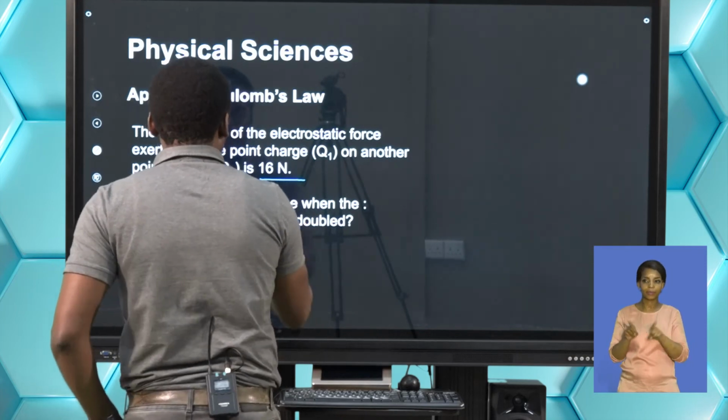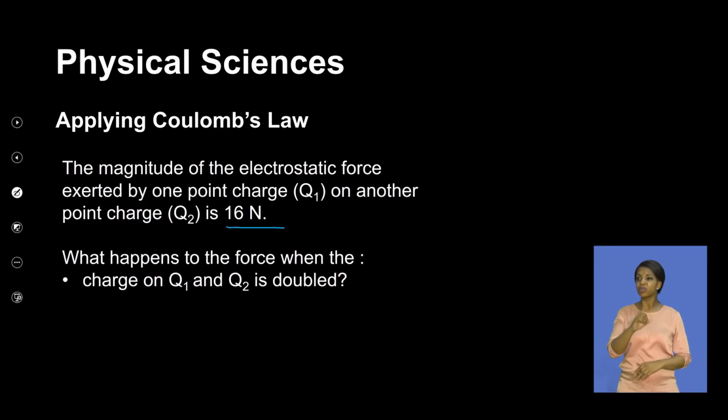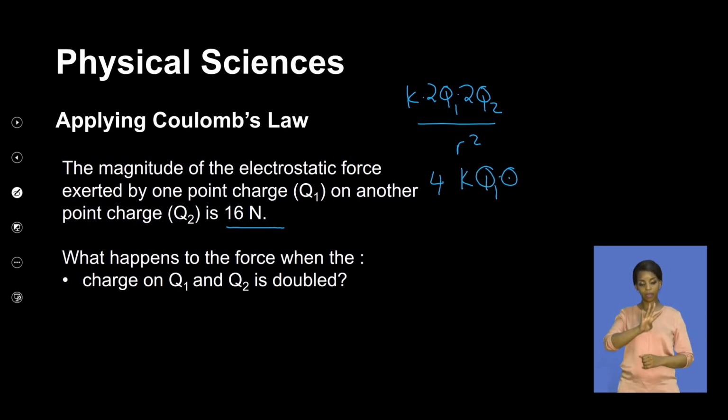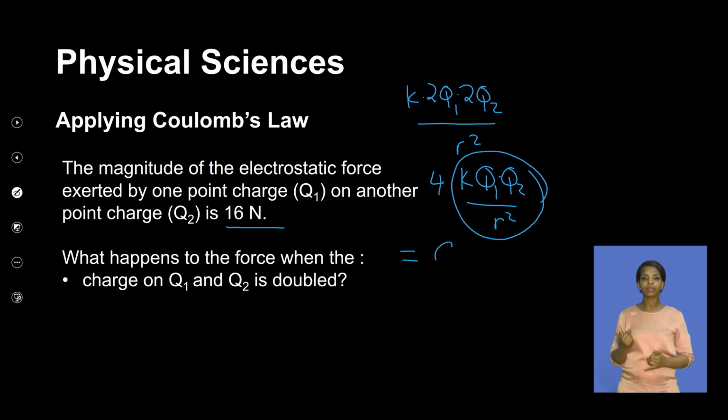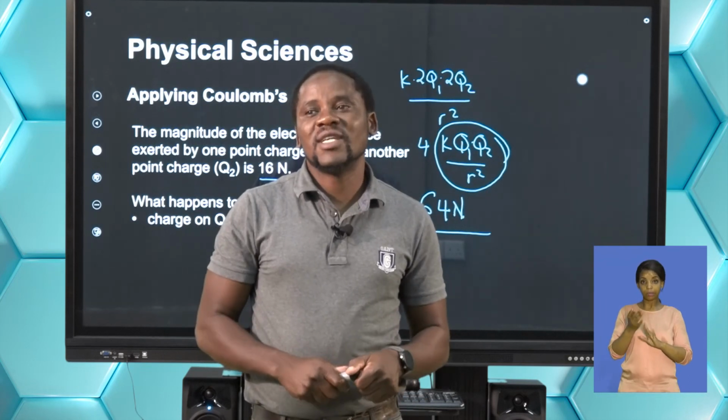What happens to the force when both charges are doubled? So in this case, we have K, 2Q1, we've doubled Q1, 2Q2, we've doubled both charges, and we've kept the distance the same. So this is like 4K Q1 Q2 over R squared. Now we know that this is our 16. So the new force will actually be 16 multiplied by 4, which is 64 newtons. So as the product increases, so does the magnitude of the electrostatic force.